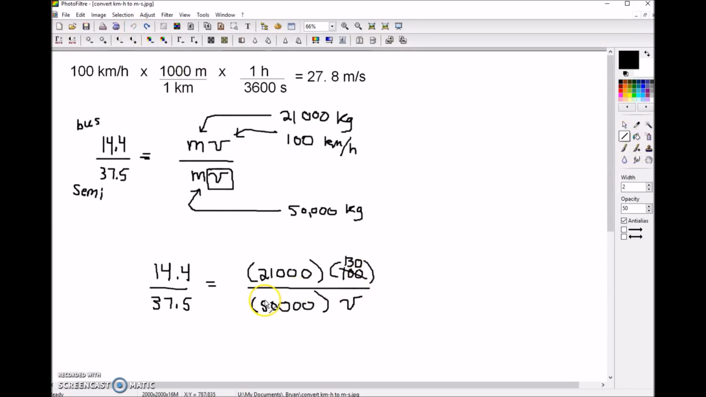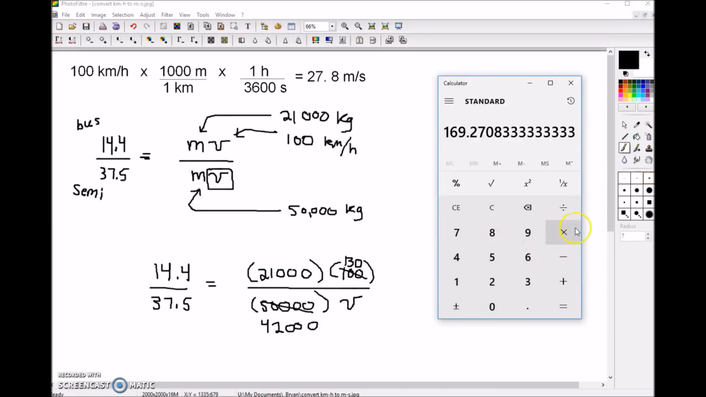Let's make the truck less massive. Let's go with 42,000. Because now I've got the truck going 170, which would be unrealistic. 37.5 times 21,000 times, let's just put the bus back to 100. Divided by 14.4 divided by a less massive truck, 42,000. How fast was the truck going? 130 kilometers per hour. This is not looking good. No matter how I work with these numbers, I get a truck doing more than the speed limit.